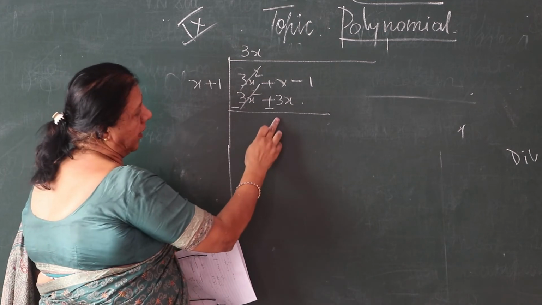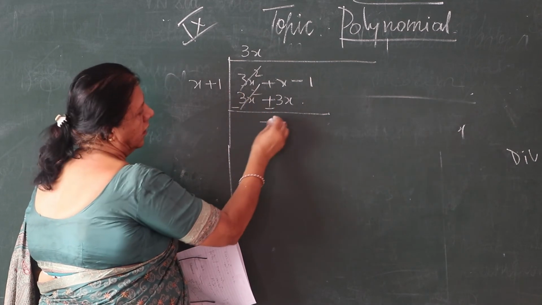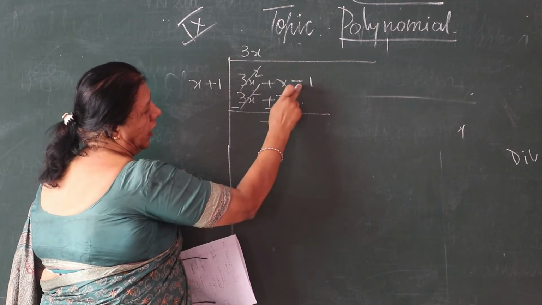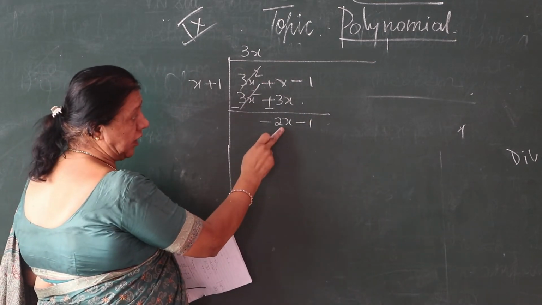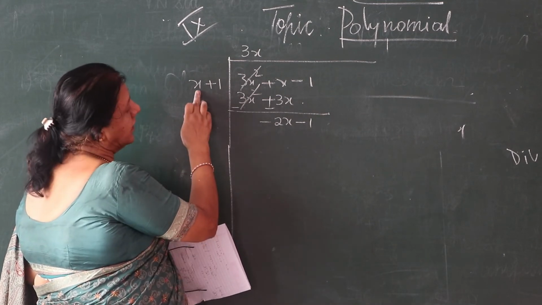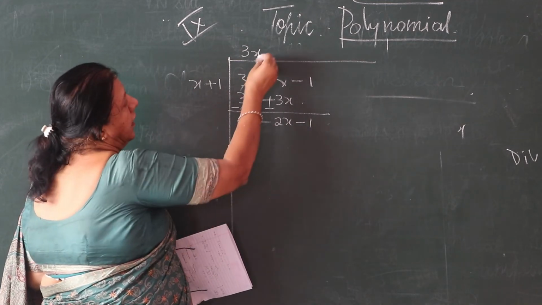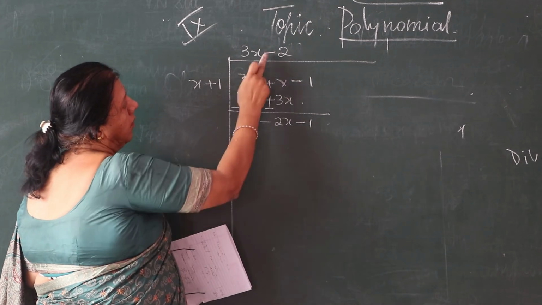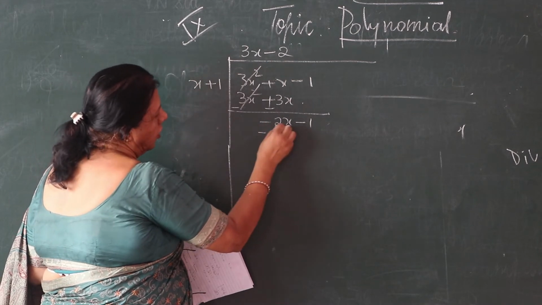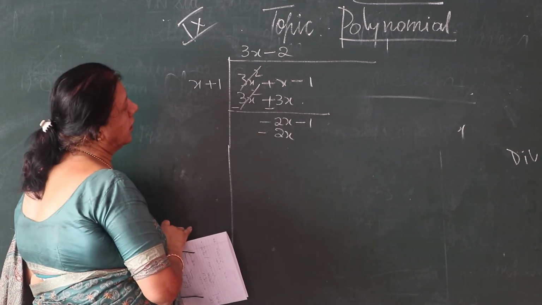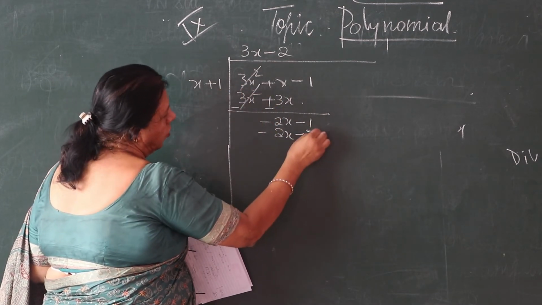Cancel. What are the remaining terms? Greater number sign is minus. 3x minus of 1x, that is 2x. Here you bring down. Now once again first term should be cancelled. So here x is there. What number if I multiply, I am getting minus 2x? That is minus 2. Minus into plus, minus. So 2 into x, 2x. Once again minus into plus, minus. 2 into 1, 2.